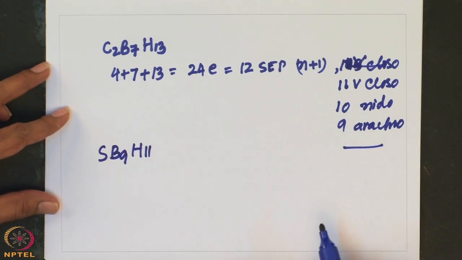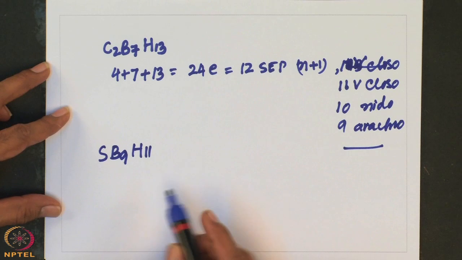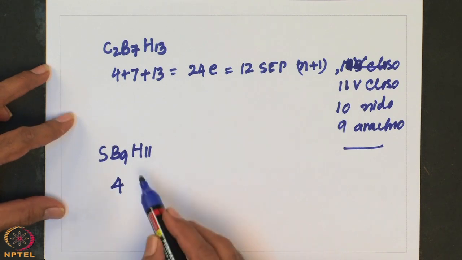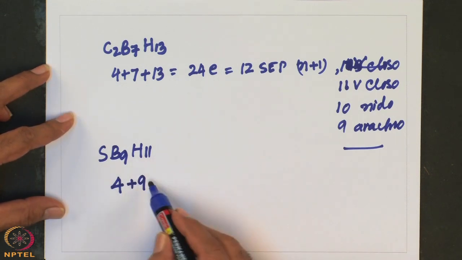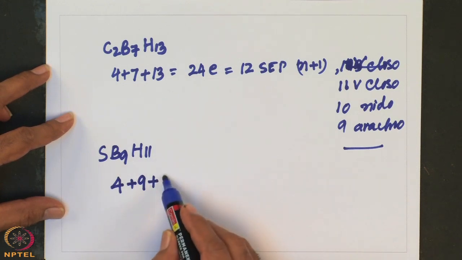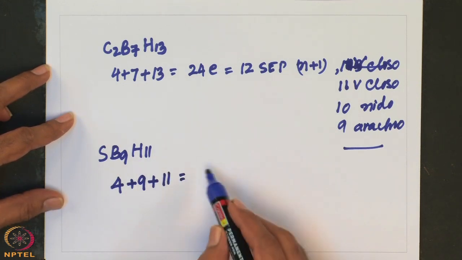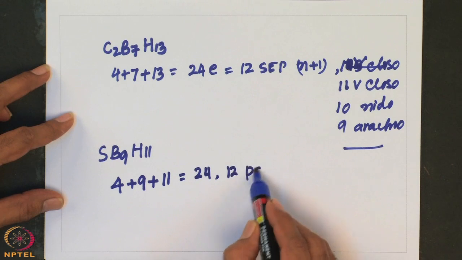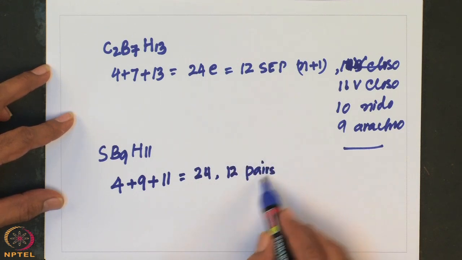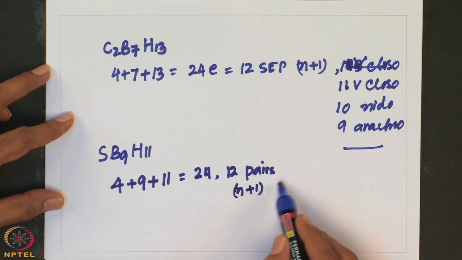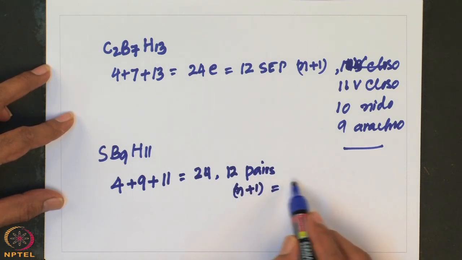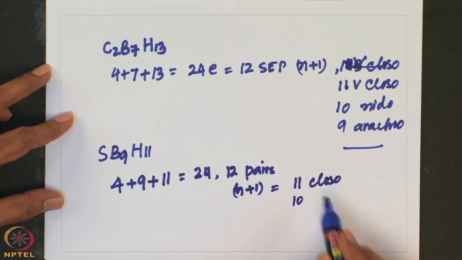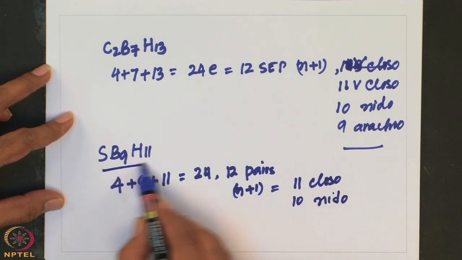Sb9H11. So, in this case what we can do is we can consider 4 from sulfur and 9 from 9 boron atoms, and we have 11 here. So, it will be 24, which will be 12 pairs. Okay. So, 12 pairs, this is n plus 1. If it is 11 vertices, it is closo, and if it is 10, this is nido. So, the structure of this one will be nido.